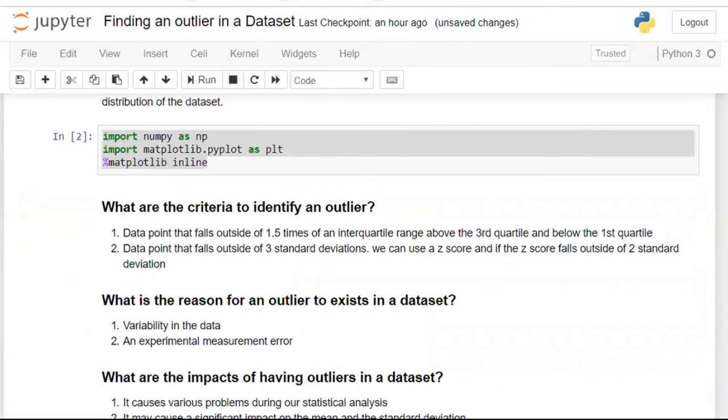In my next video, I'm going to take a very good example of a data set from a Kaggle competition, and then I'm going to show you how you can find out an outlier and how you can fix that outlier in that particular problem statement.